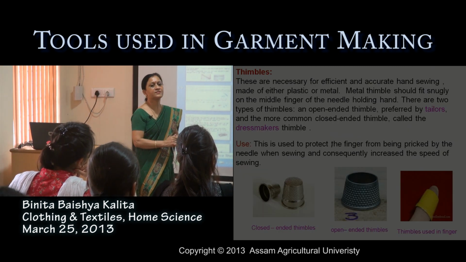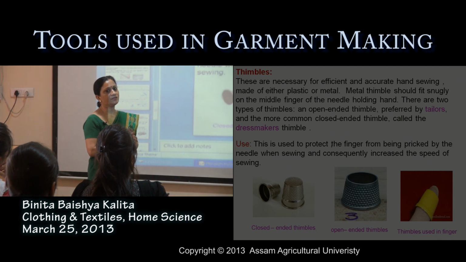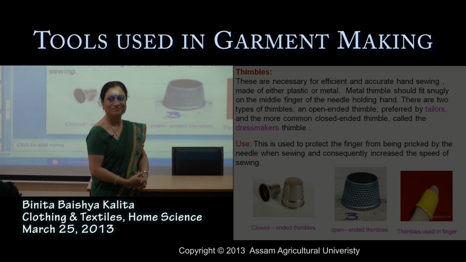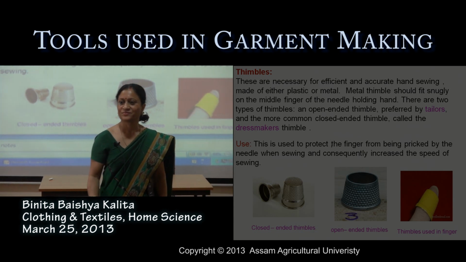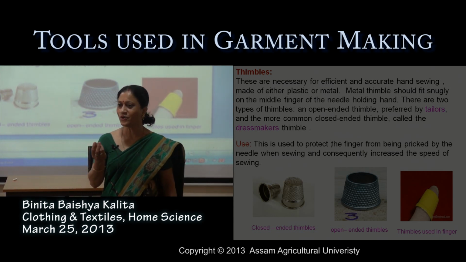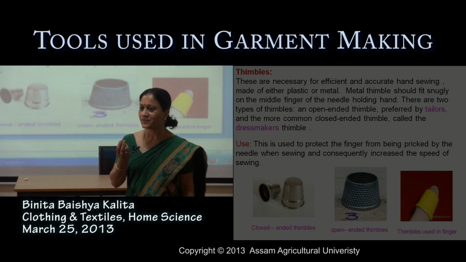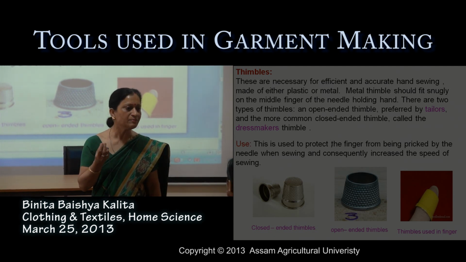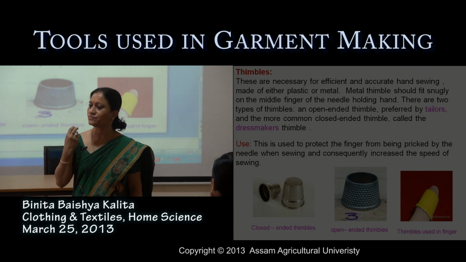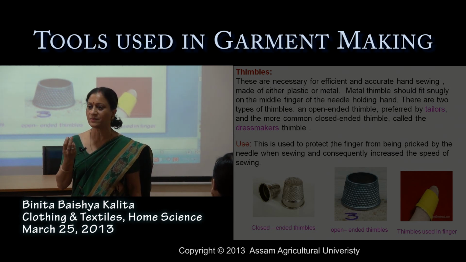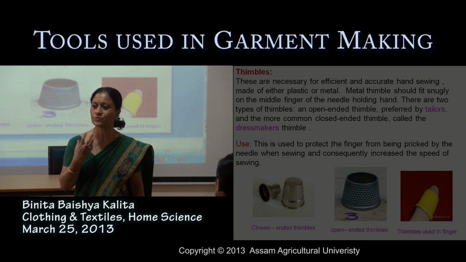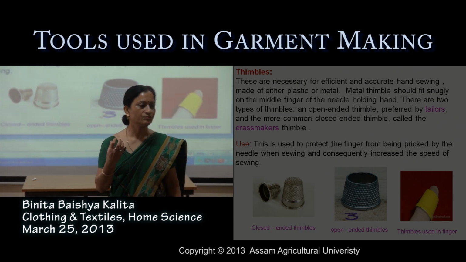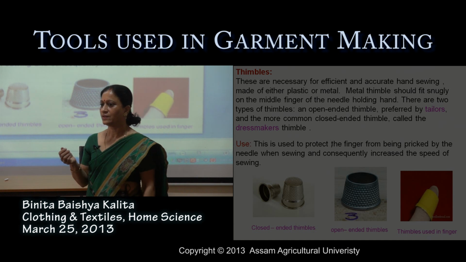Next one is the thimble. Have you seen the thimble? What is it? It is a small round ring, is it not? It is made of metal, and sometimes you will get it in plastic also. And what is the use of this thimble? Why are you using the thimble while you work?